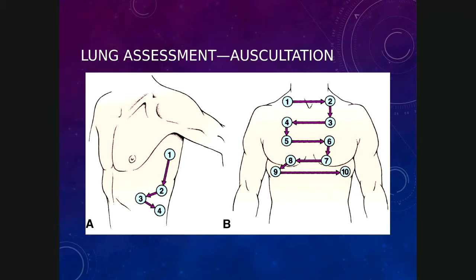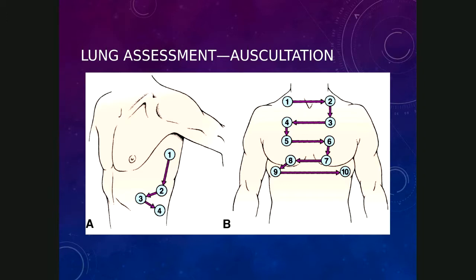Some people do the whole right side and then the left side, but the proper way to do it is the bell on the skin, so stethoscope on the skin, and you start on one side and you go to the other and you follow it around because you want to compare what's on one side to the other. And if you don't, there's your abnormality.